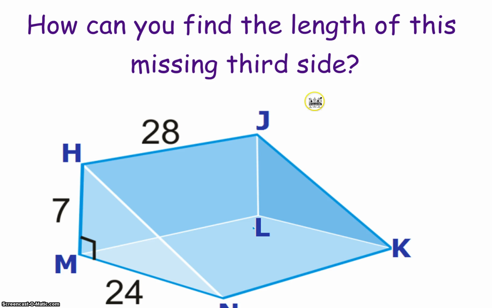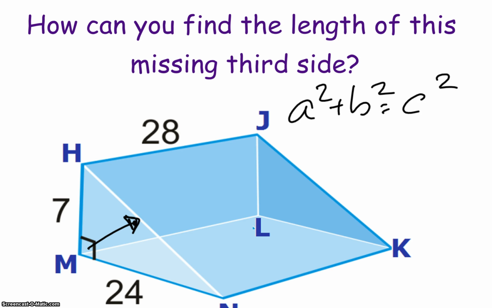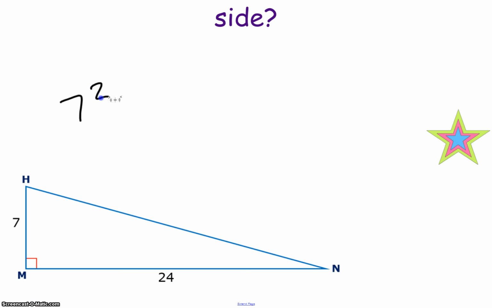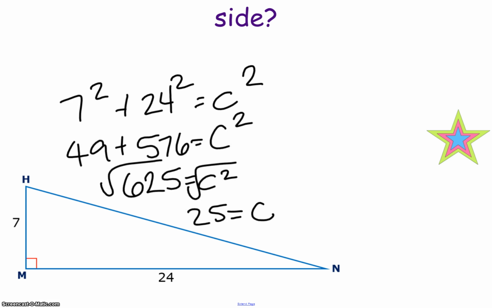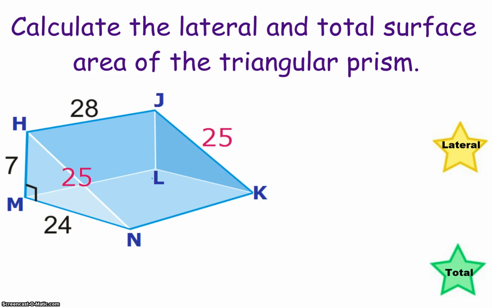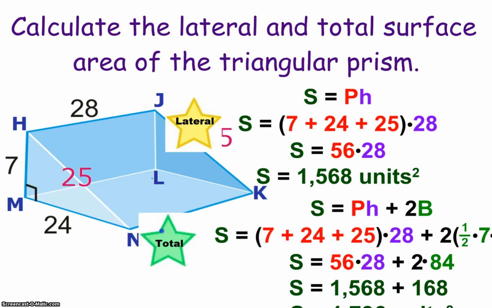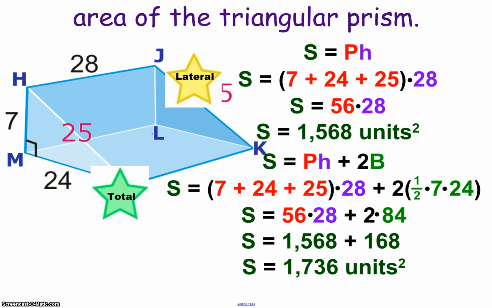How can you find the missing length? A squared plus b squared equals c squared. Notice it's the hypotenuse missing. What is the side length? Well, 7 squared plus 24 squared equals c squared. I'm going to pause it so we can finish. Once you perform the Pythagorean theorem, you will find that c is equal to 25. And then once you have that, you can calculate the lateral and total surface area. There's lateral, and this is total, and make sure you copy that in your notes.